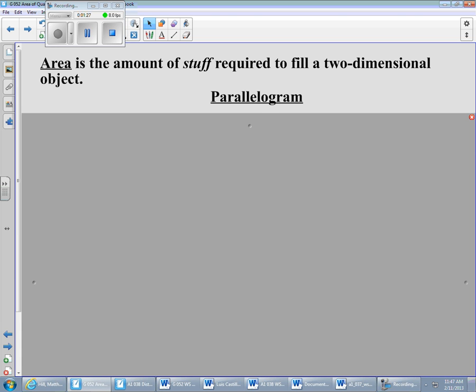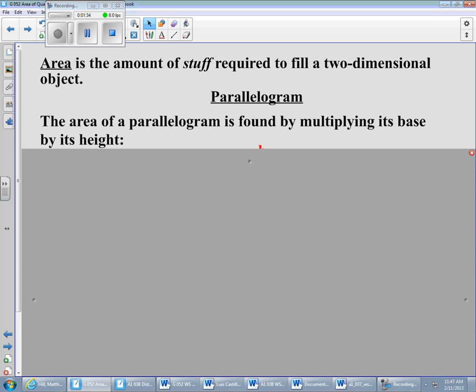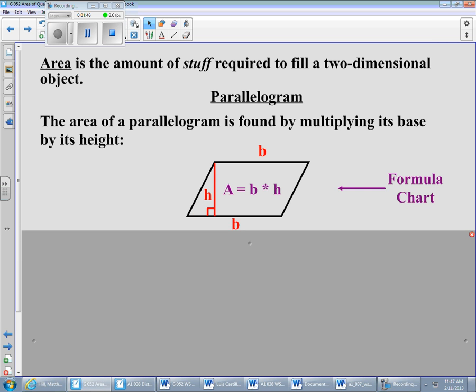When we were talking about the different quadrilaterals, we spent a ton of time talking about the parallelogram. We're going to start again with the parallelogram, just like we started back then. The area of a parallelogram is found by multiplying its base times its height.